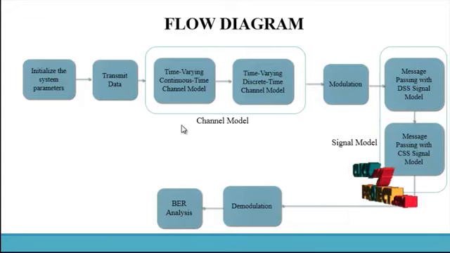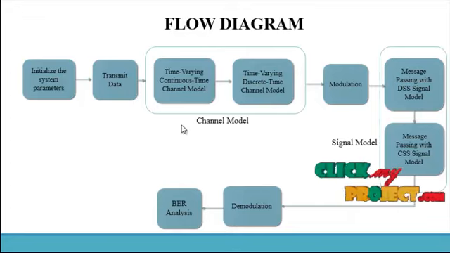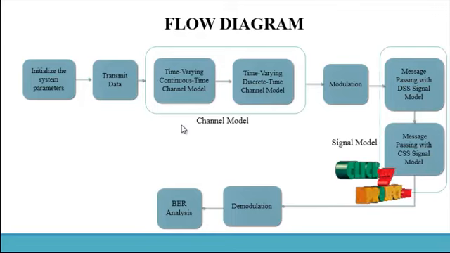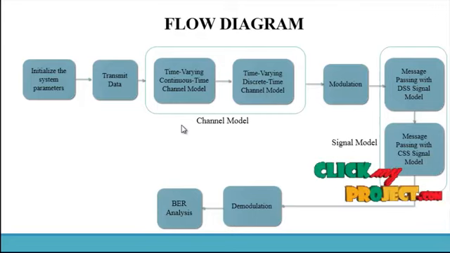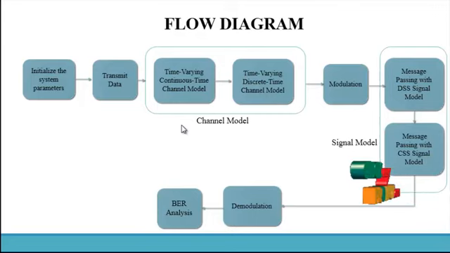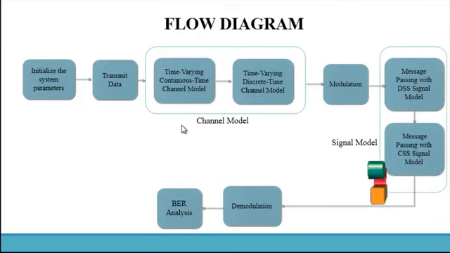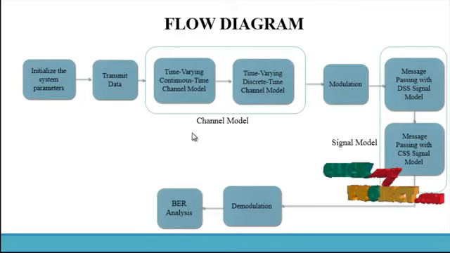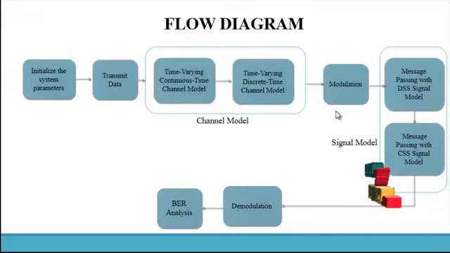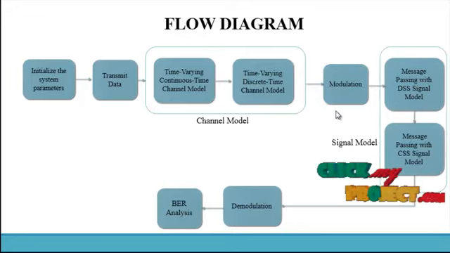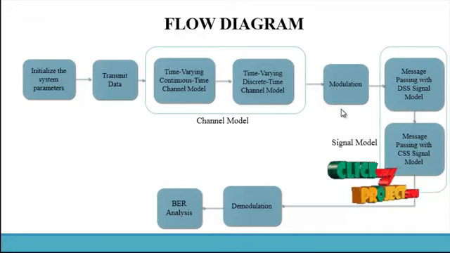The channel model has an interior part with a time varying continuous time channel model and a time varying discrete time channel model. These continuous time and discrete time models change only in the time domain, and this time domain helps us with the channel estimation. So this total block is the channel model, and it is passed to the modulation. We are using PSK modulation for modulating these OFDM signals.